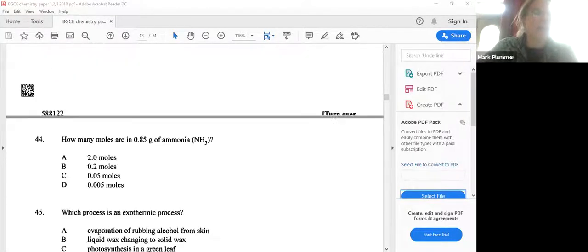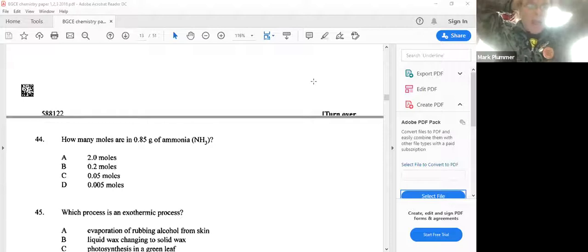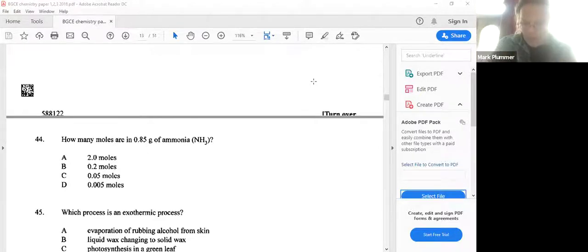Okay, number 44. How many moles are there in 0.85 grams of ammonia? All you need to do here is use the moles magic triangle, the one where you have mass, moles, and molar mass, and you divide 0.85 by 17, which is the molar mass of ammonia, and you get 0.05 moles. So the answer to number 44 is C.